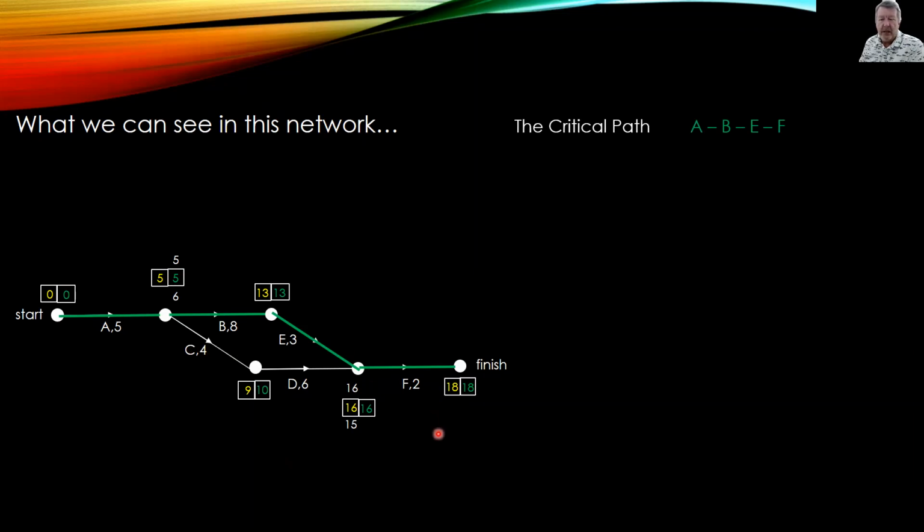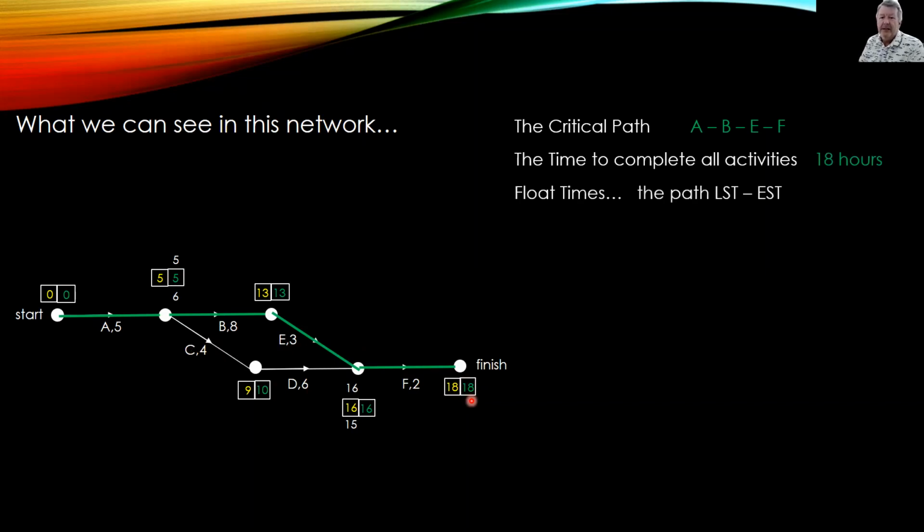Second thing, we're going to look at the time it takes to do all the activities. So the 5 plus the 8 plus the 3 plus the 2, or we can just look at our LST back here, and that is 18 hours. All right. Now, the third bit of information is, as I said just before, our float times. Now, I'll just remind you that that's LST take away the EST, and I'm going to show you more closely which numbers to subtract.